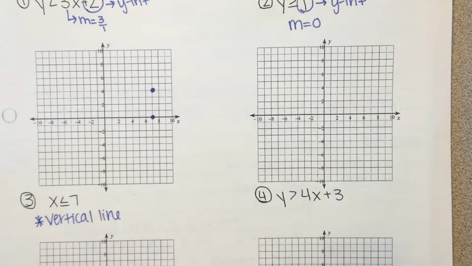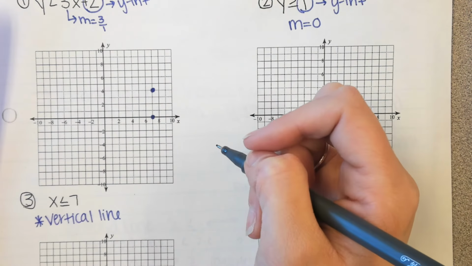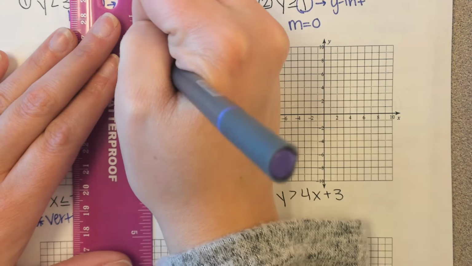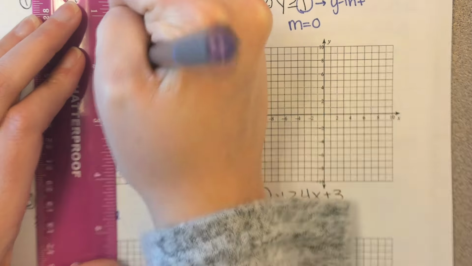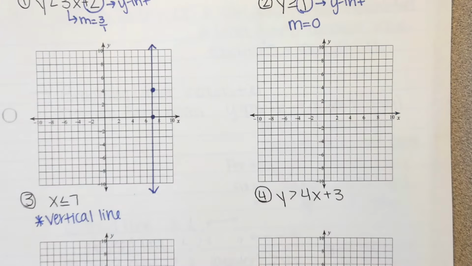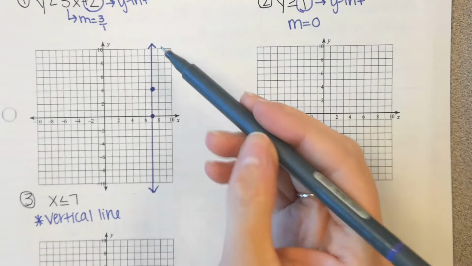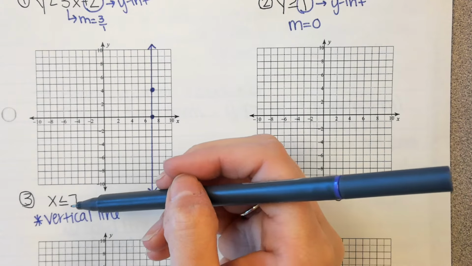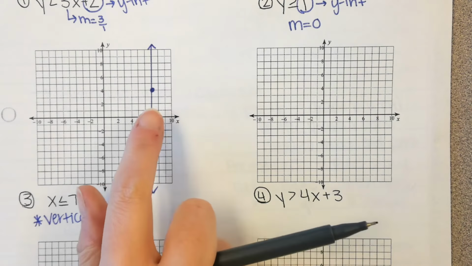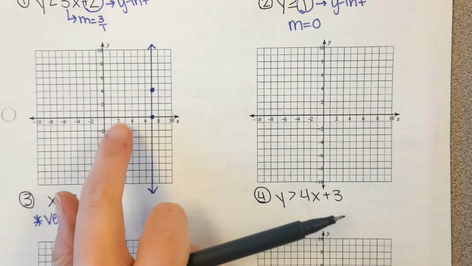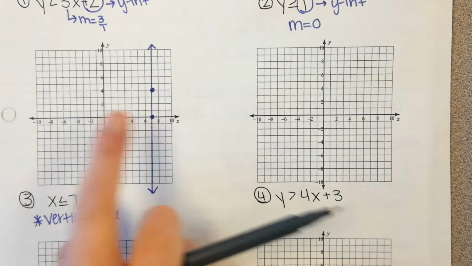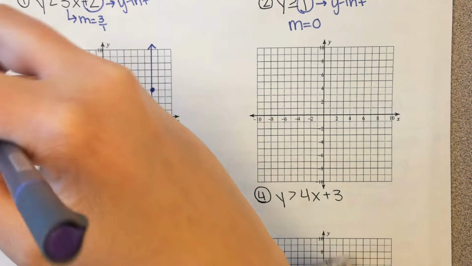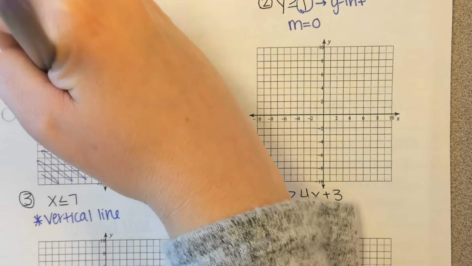Now, is this going to be solid or dashed? Solid. And this one, I can't really shade above or below. So we're going to think about less. x is less than 7. On which side are the x values smaller than 7? Left or right? It's the left. So we'll color in this side.